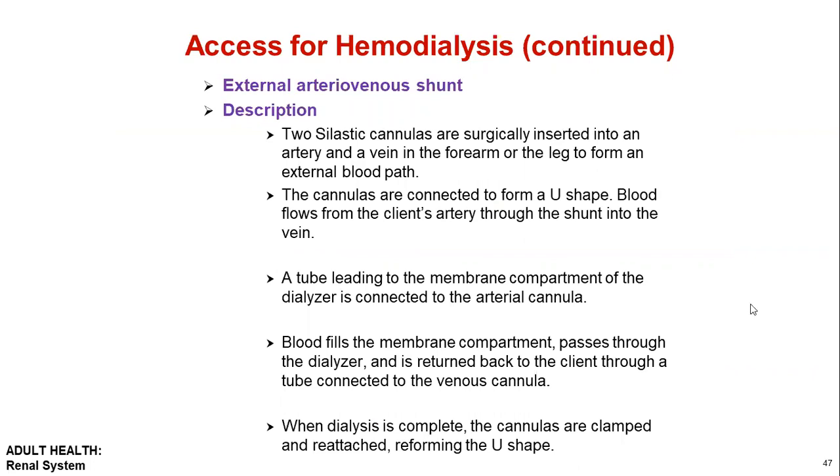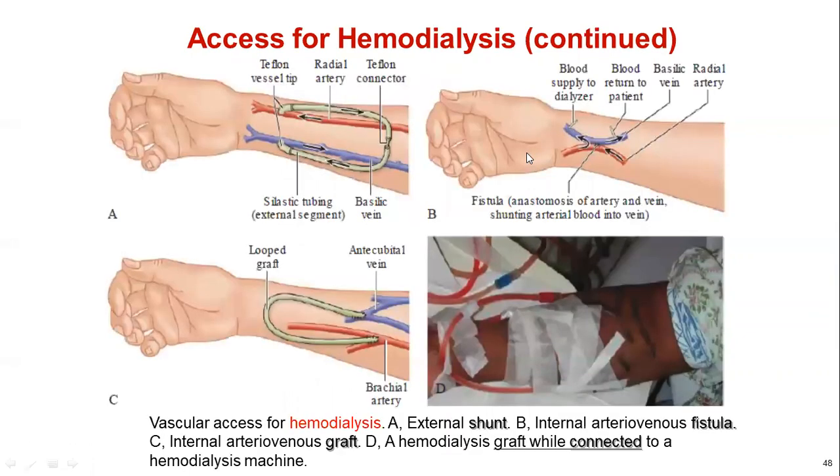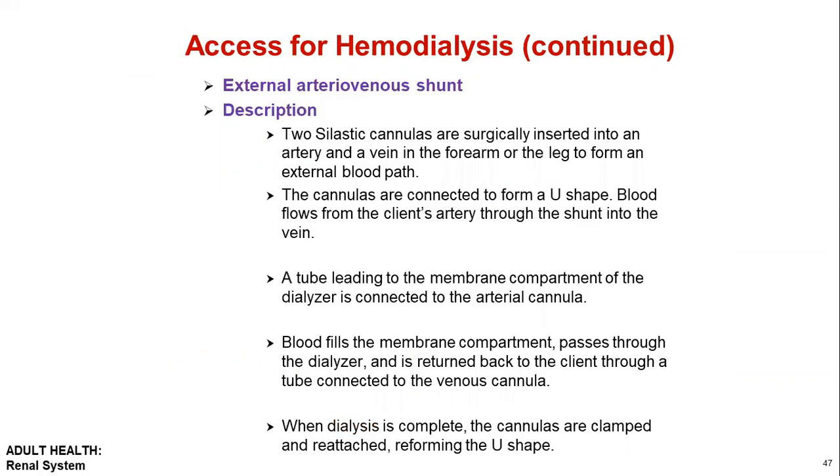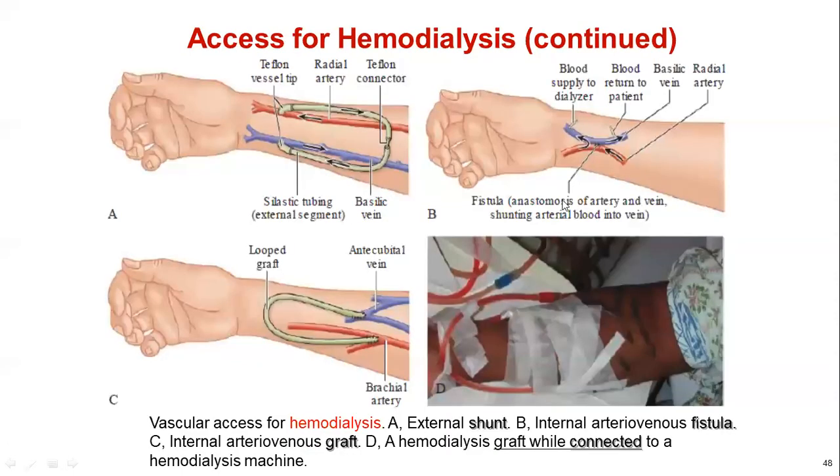So let me read it, my friend. External arteriovenous shunt. Two cannulas are surgically inserted into an artery and vein in the forearm, like this. The artery and vein are connected in the wrist. The cannulas are connected to form a U shape. This is the U shape.